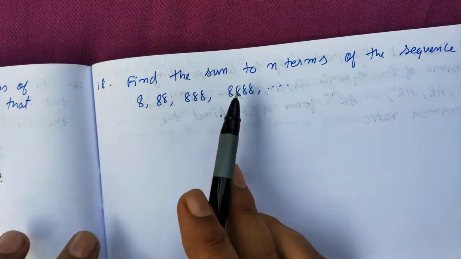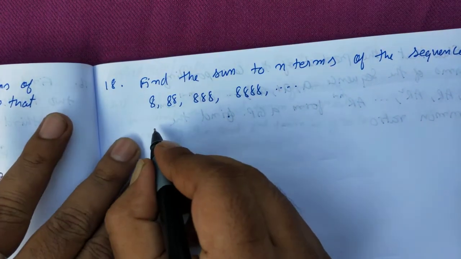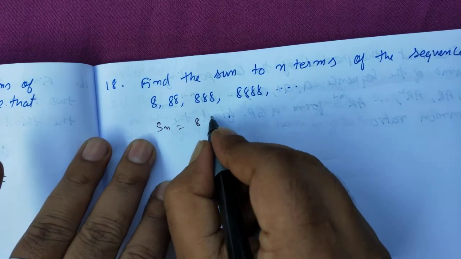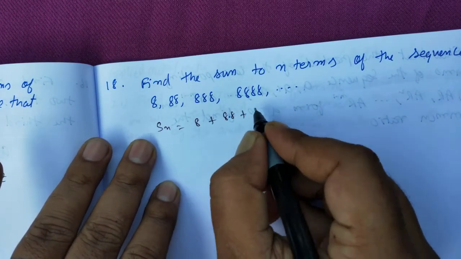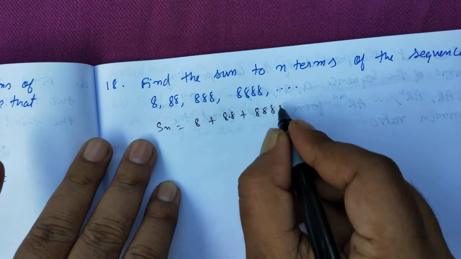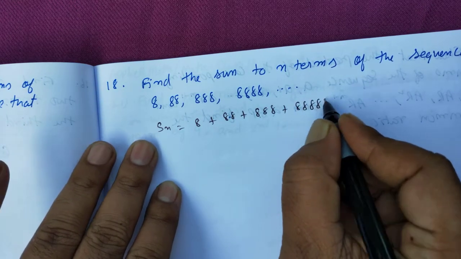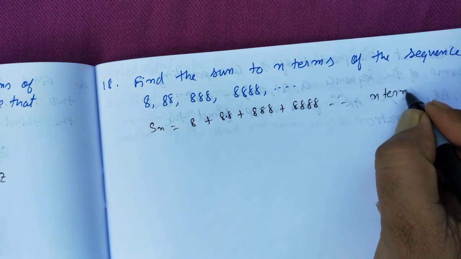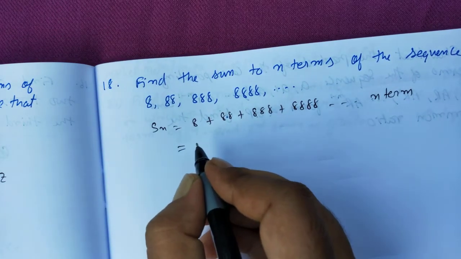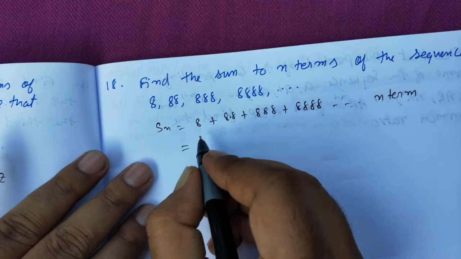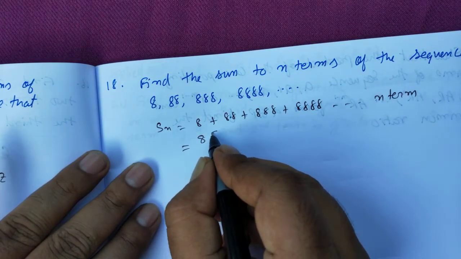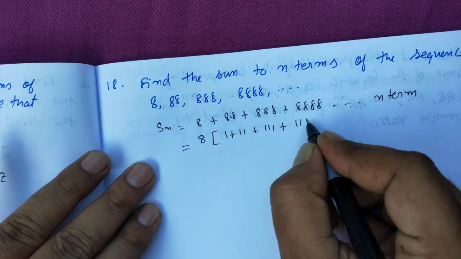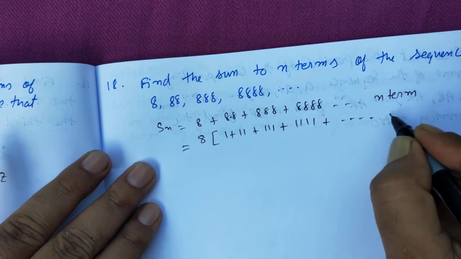Find the sum of the nth term of this sequence. So I'll just write 8 plus, you're going to find, goes on, till nth term. So we can take 8 common, so we'll get 1, 11, plus 111, plus 1111, dot dot till nth term.